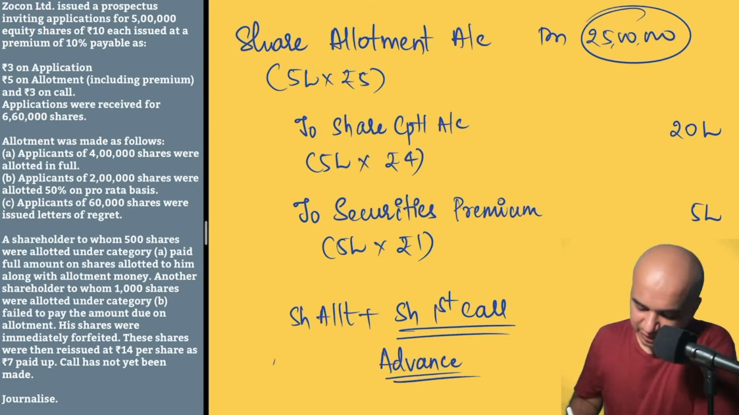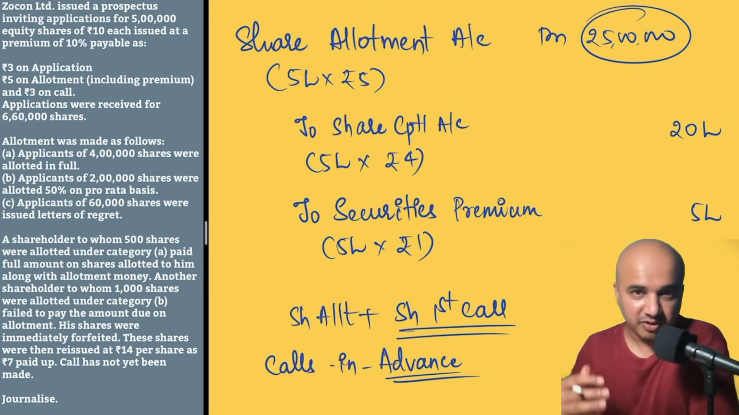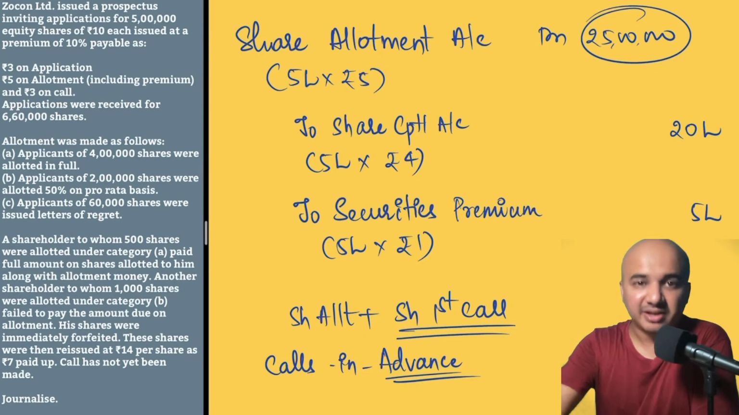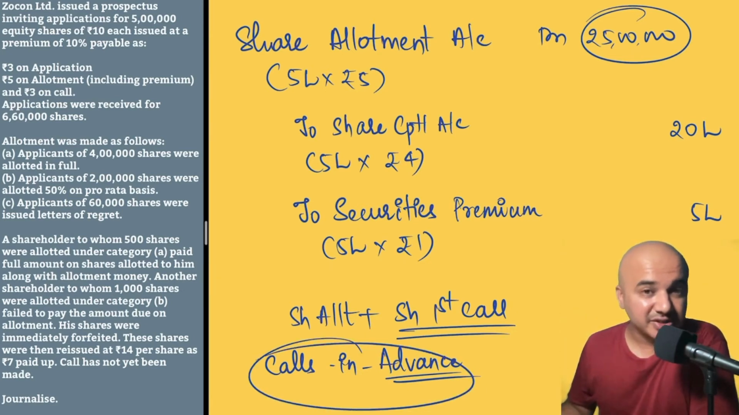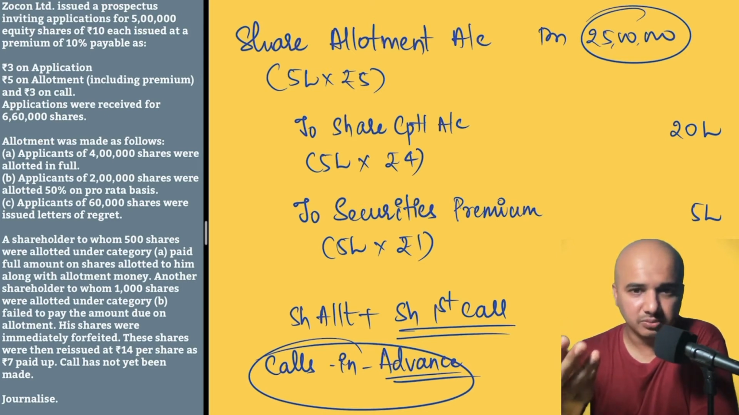So this is known as calls in advance. Even before we have called upon them to pay, they have made the payment. So calls in advance has been received by the company. This is a liability. Why is this a liability? Because have we asked the shareholders to pay for the calls?